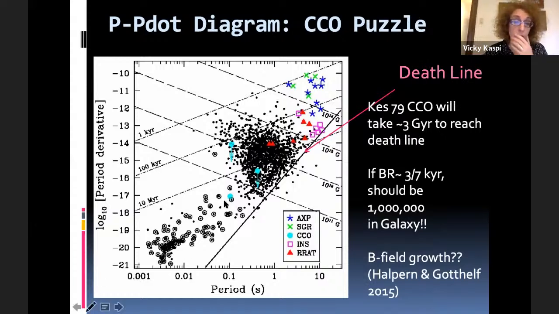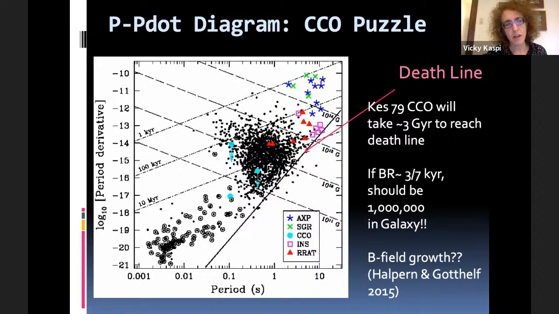What's curious is in a P-Pdot diagram where all these are radio pulsars, the black dots are radio pulsars, and the CCOs, a few of them that have measured P and Pdots, in some cases the Pdots are just upper limits. As you could see, they're quite low. They imply low magnetic fields like this source over here. But they're all in supernova remnants. I think this is really important.